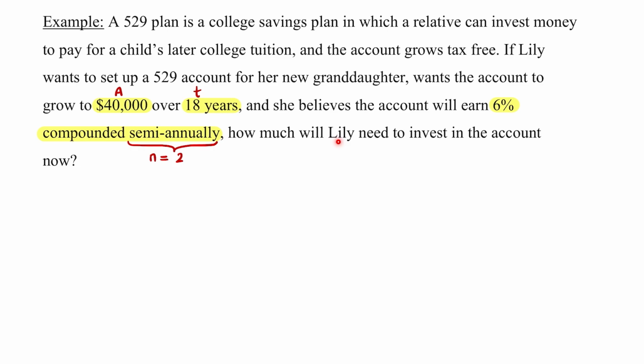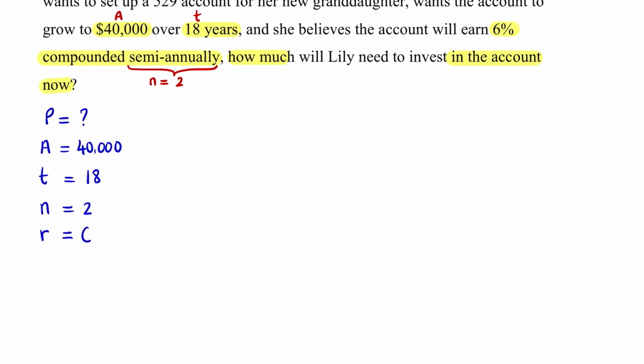How much will Lily need to invest in the account now? So the question is, how much does she need to put in the account right now if she wants to have $40,000 18 years later? How much in the account now? So they're asking for P. I want to know what P is. Where my A is 40,000, my T is 18, N is 2, and R is 6%, which is 0.06.